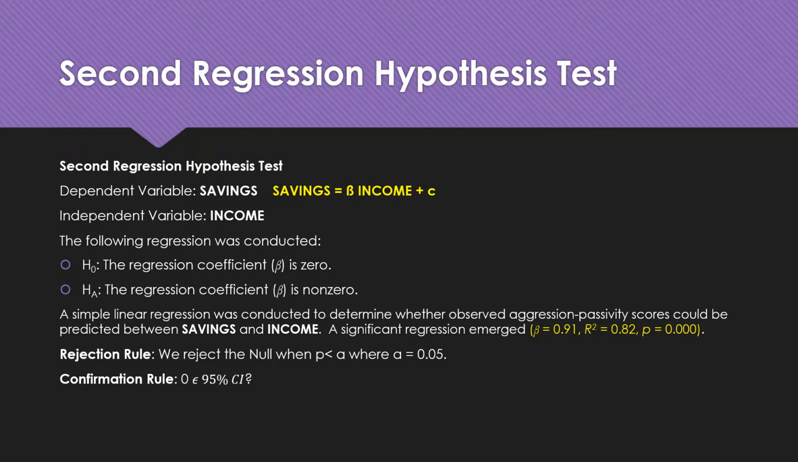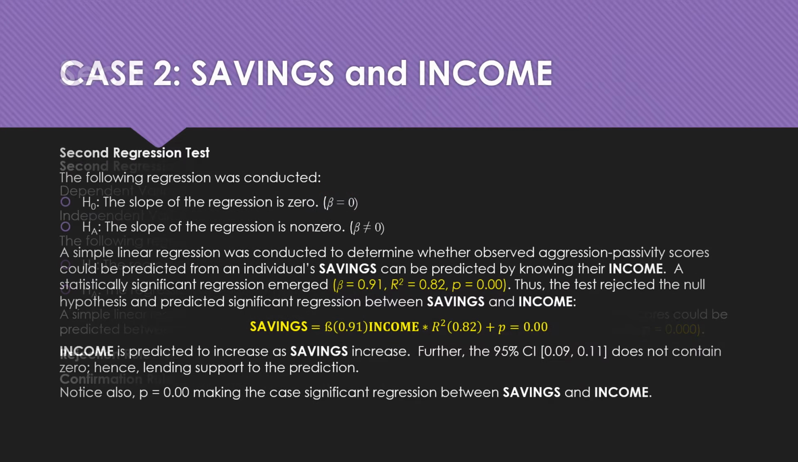We used the rejection rule. We rejected the null where p was less than alpha, where alpha equals 0.05. The confirmation rule: we have to ask ourselves, is 0 within the 95% confidence interval? Case number 2, savings and income. Let's take a look.